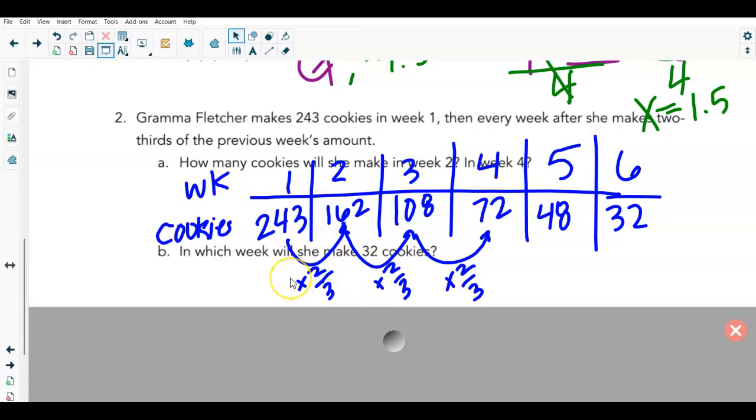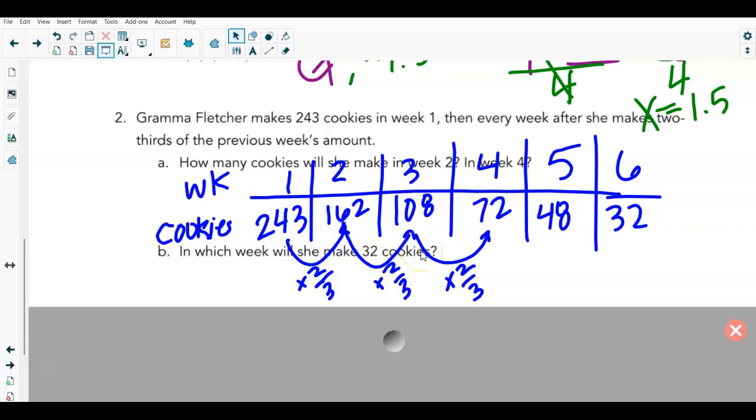So remember, we're multiplying. If you're not sure how to do this in your calculator, all fractions are division. So you would do 243 times parentheses 2 divided by 3, close your parentheses. If you're not sure how to do that, tomorrow when I come back, let's double check that. But you would see the table answers A and B. In week 2, you would multiply your cookies by 2/3 and see 162. To get to 72, you'd have to multiply by 2/3, multiply by 2/3, and so you'd see 72.